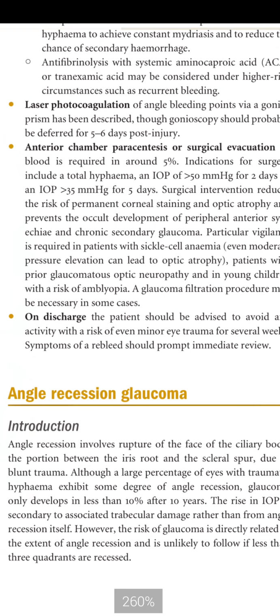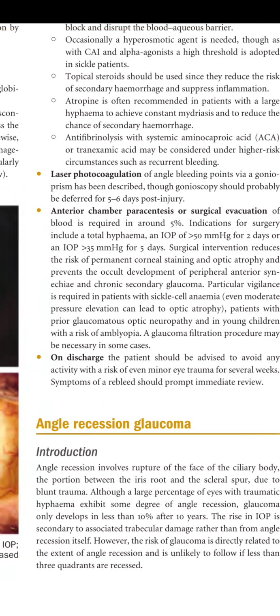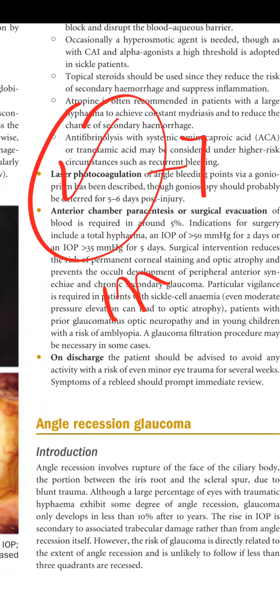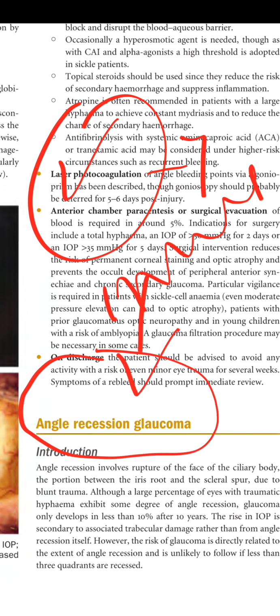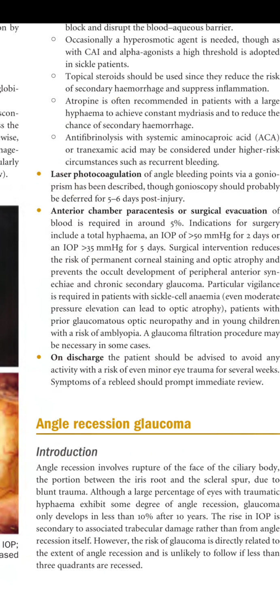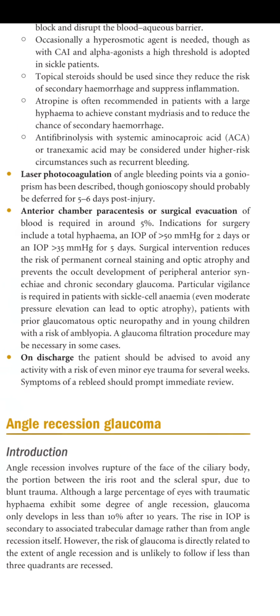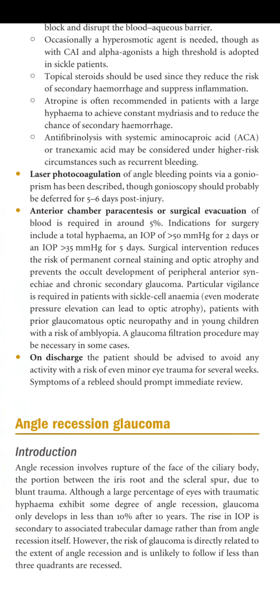Then is angle recession glaucoma. Remember that hyphema is a type of glaucoma that occurs immediately after trauma. But angle recession occurs sometime later, because the angle has been damaged and it takes time to manifest. Angle recession involves the rupture of the face of the ciliary body. So it is a rupture of the ciliary body, the portion between the iris root and the sclera, due to blunt trauma.